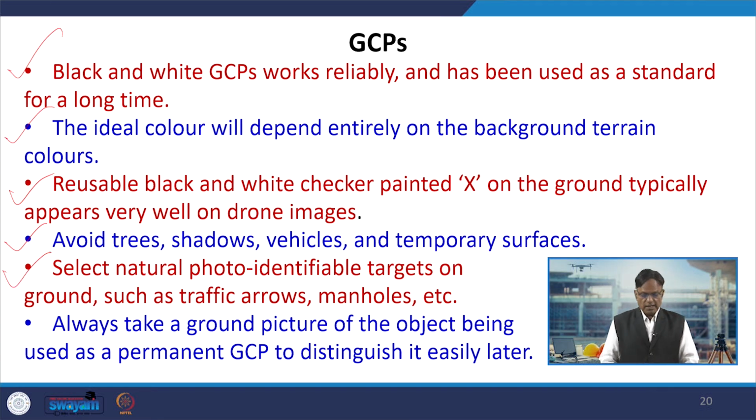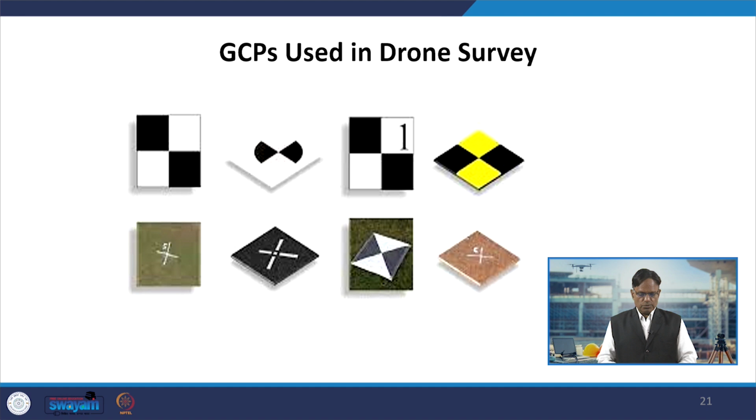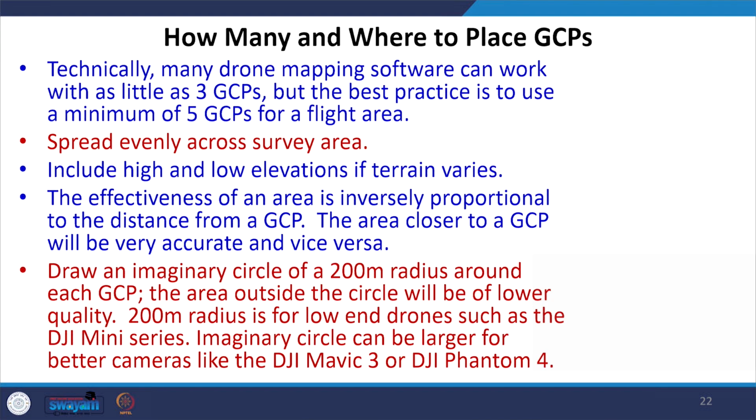Instead, we should select naturally photo identifiable targets on the ground such as traffic arrows, manholes, etc., or a corner of a building that we can select as the GCPs. We always take a ground picture of the object which we are selecting as a GCP to distinguish it easily later while we are processing the drone data. So we can take help of those ground pictures which we have taken of those GCPs. Now this picture shows that the GCPs are available in different sizes, different color combinations and different shapes.